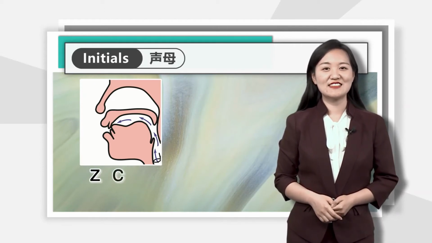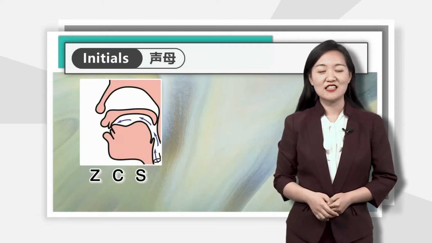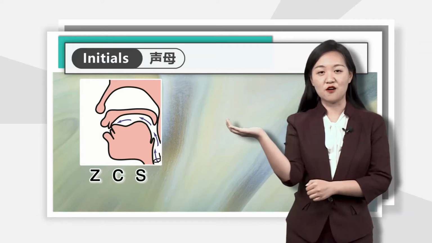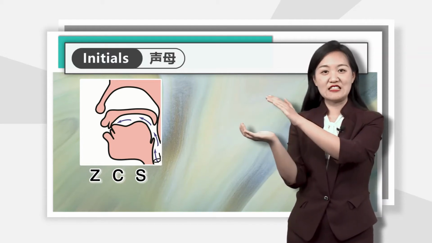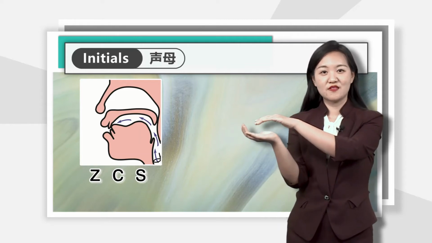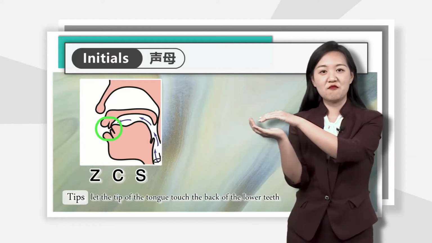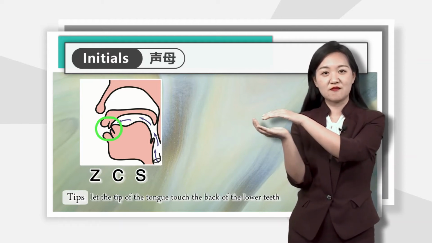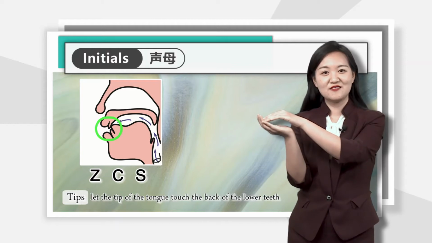滋，呲，丝. Now look at my hands as if this is your lower jaw, and this is your lower teeth. This is your tongue. When pronouncing 滋, 呲, 丝, let the tip of your tongue touch the back of your lower teeth. 滋, 呲, 丝.